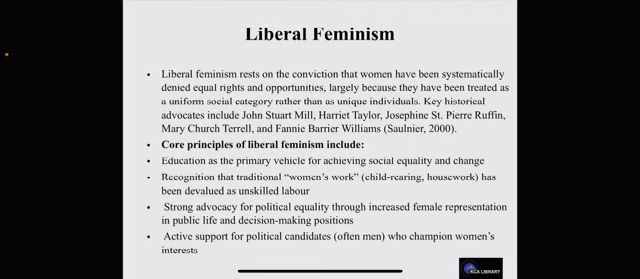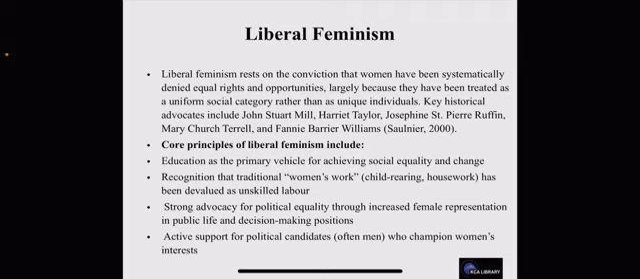Liberal feminism rests on the conviction that women have been systematically denied equal rights and opportunities, largely because they have been treated as a uniform social category rather than as unique individuals. Key historical advocates include John Stuart Mill, Harriet Taylor, Josephine St. Pierre, Mary Church Terrell, and the likes. That is according to Sonia 2008.